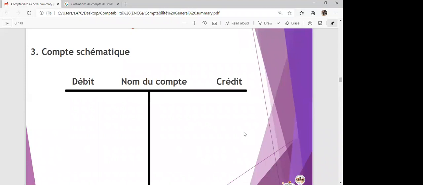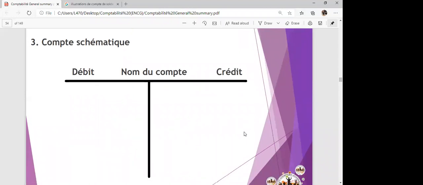And lastly, we have le compte schématique. This is by far the most useful and convenient type. You do not have to record, you have no libellé in this one. So what you just have is the nom de compte. Let's say if you're dealing with le compte de caisse, cash. So you just have amount figures. If something is debit, you just write it there. If something is credit, you just write it there. Debit, credit, just like that.